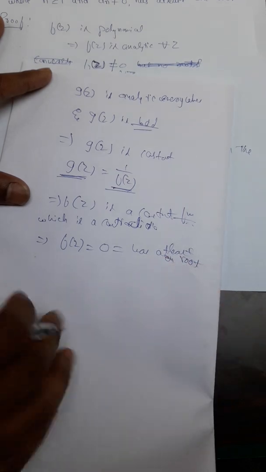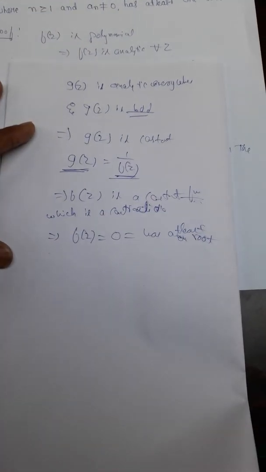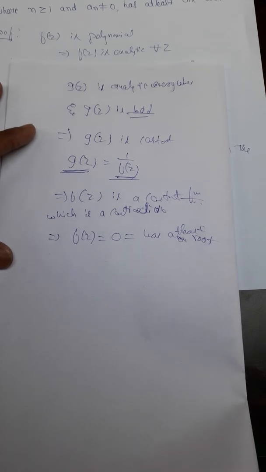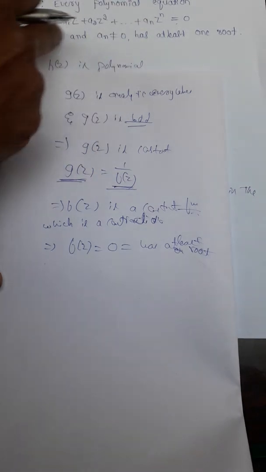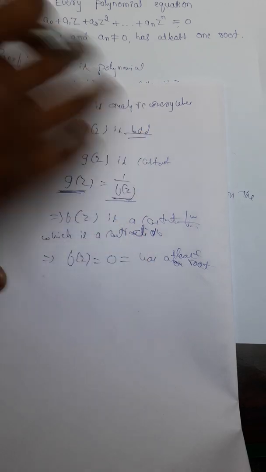The root may be real or complex, and exactly, every polynomial equation has exactly n roots. The roots may be real or complex. So every polynomial equation f(z) with an not equal to 0 has at least one root. To prove this theorem, I am using Liouville's theorem.